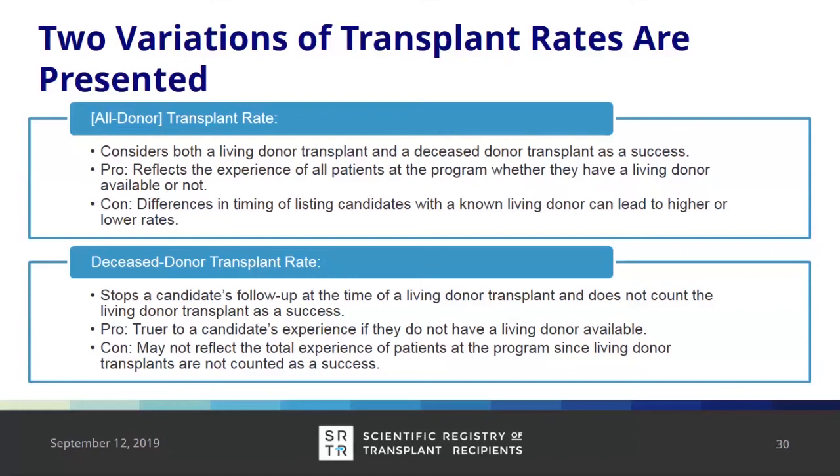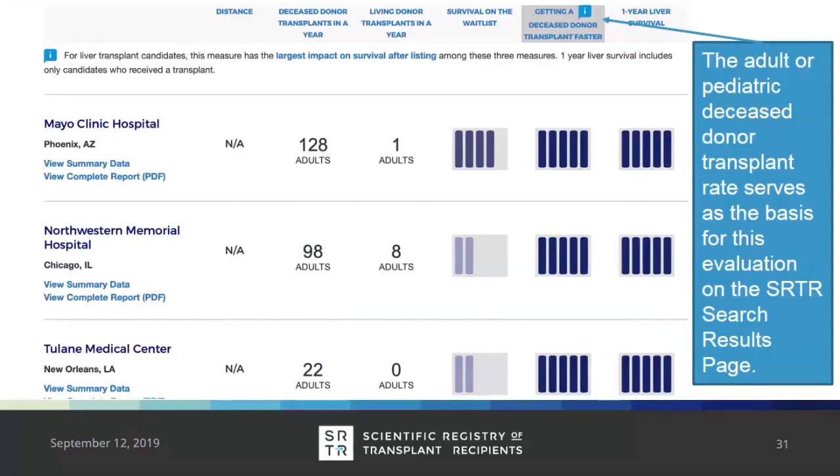So both of those constructs, they're both right, they're both wrong, they're telling us different things, and I think that programs need to take in context both of those rates as they think about understanding how quickly they are transplanting patients. This metric, the transplant rate, is presented in the search results for your program under this column that we label getting a deceased donor transplant faster. And for this, we are sticking with the deceased donor only construct of the transplant rate.